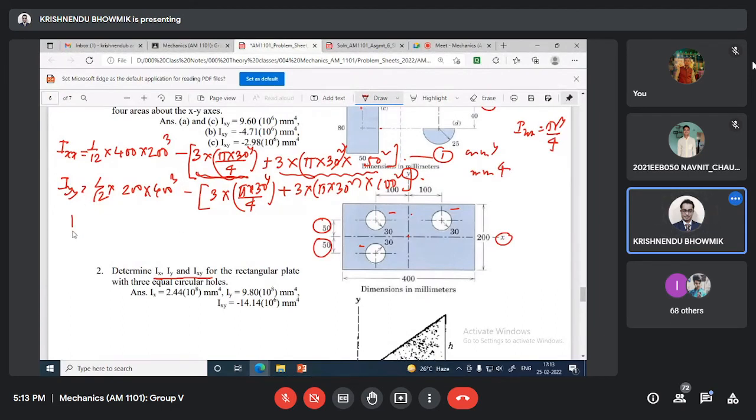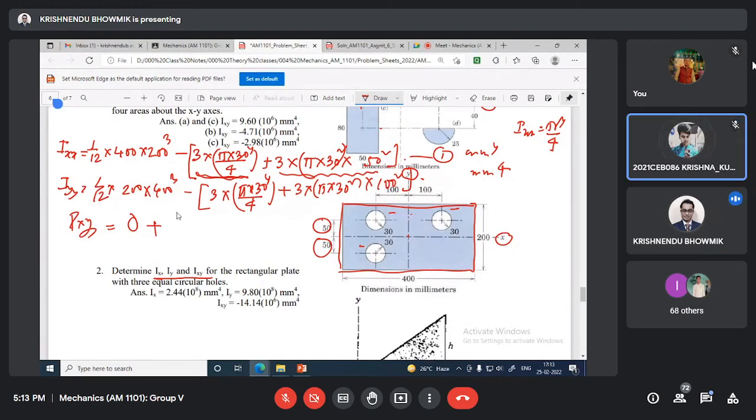Now, IXY will be, first of all, for the bigger one, it is 0. It is symmetric with x axis and y axis, correct? It is 0. Is not it? IXY for this rectangular cross section without cutout, it was 0. Okay, then you come to this one.